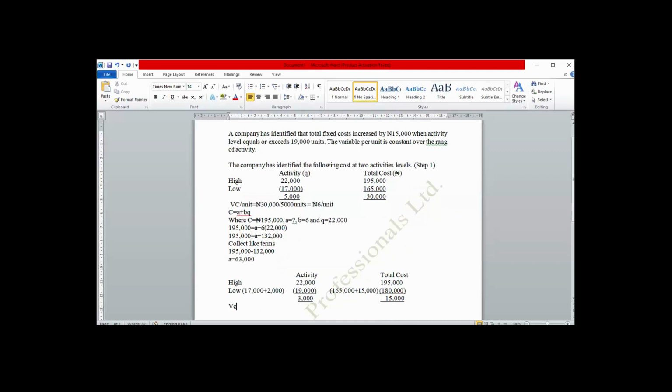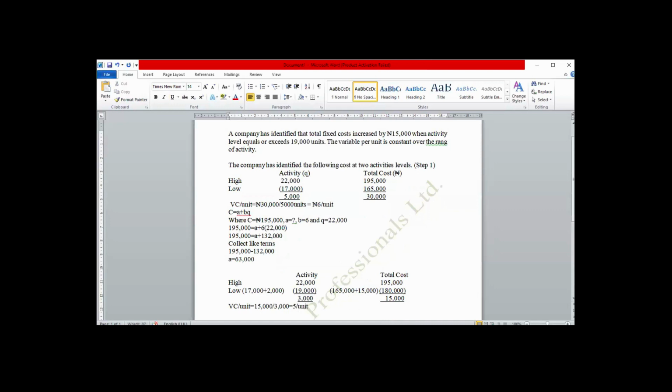Now, variable cost per unit supposed to be what now? 5,000 naira per unit, abi? Sorry, please hold on. Let me confirm this. This will now be 15,000 divided by 3,000. What do you have? 5 naira per unit.